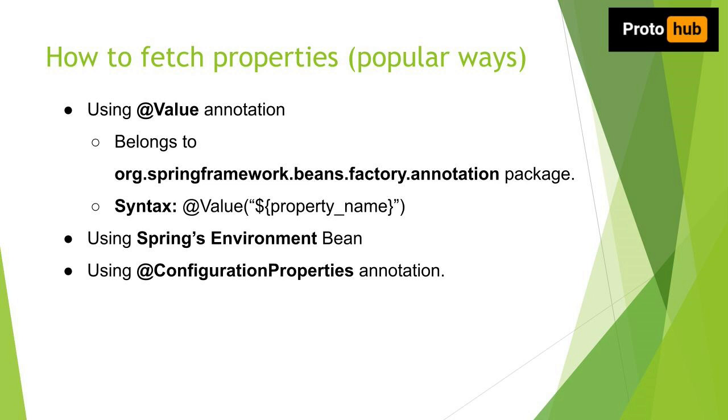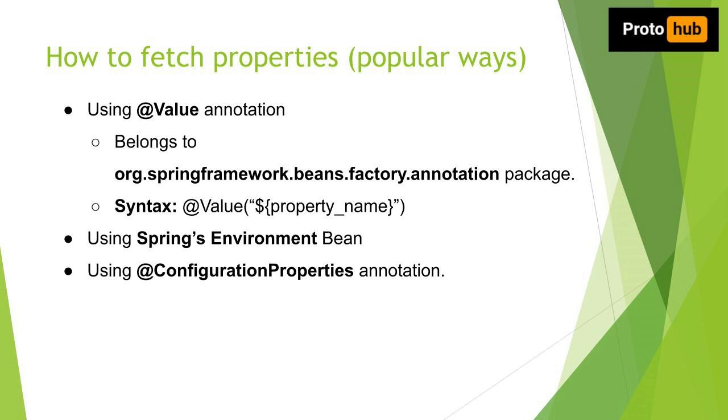This annotation is under the org.springframework.beans.factory.annotation package. The syntax will be the @Value annotation, and inside its brackets, the property name will be specified in string format. The property name is prefixed by the $ symbol, and it is enclosed by curly brackets.